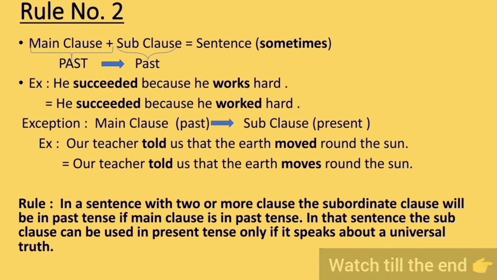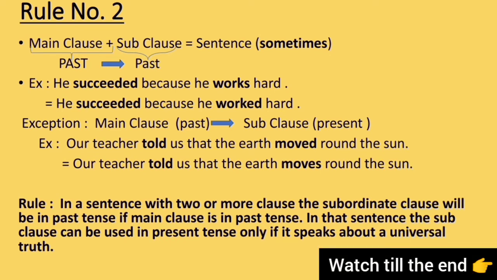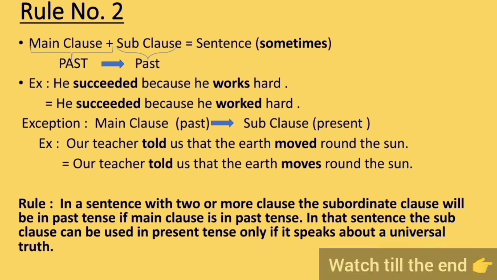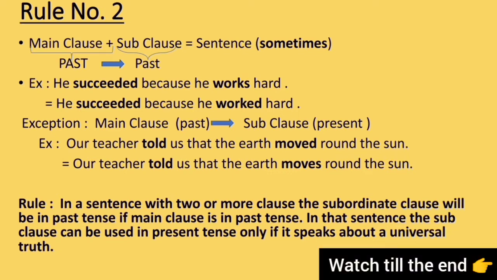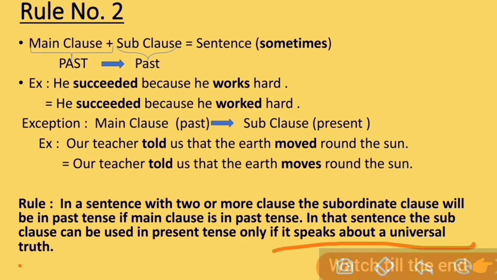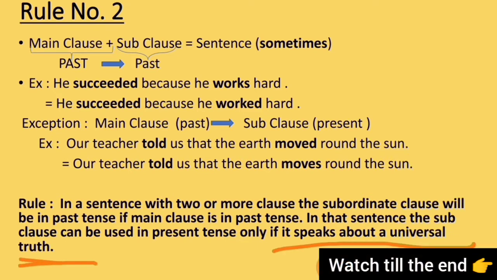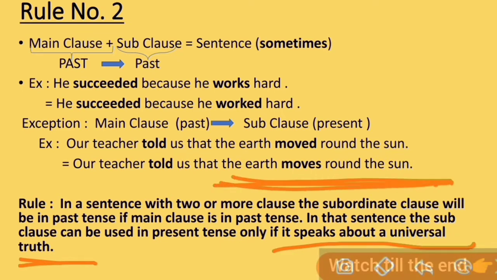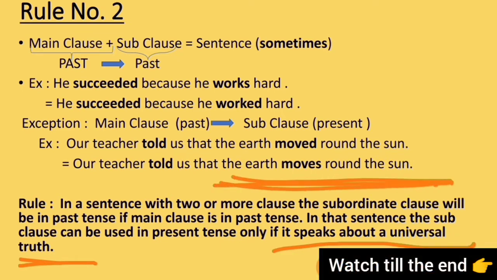If in a sentence two or more clauses are present, then the subordinate clause will be in past tense if the main clause is in past tense. But the subordinate clause can be used in present tense if it speaks about a universal truth. Here you can see that it is a universal truth. So it can be written in present tense.